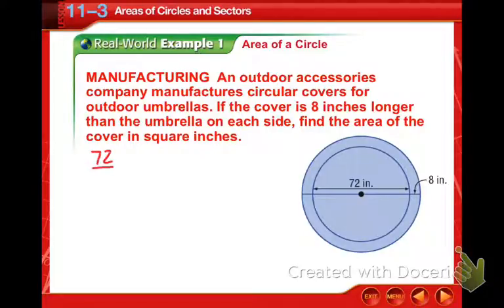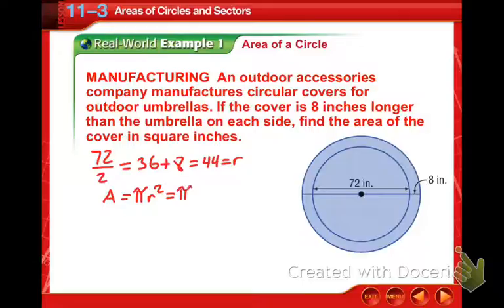So we take that 72 and divide it by 2. That's 36. And we add the 8, because that way we get a total radius. So that is 44. There's our radius. Okay, now we're going to plug that in: pi r squared. So pi times 44 squared.